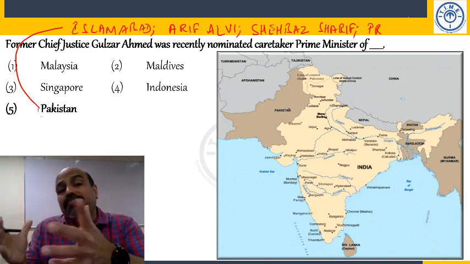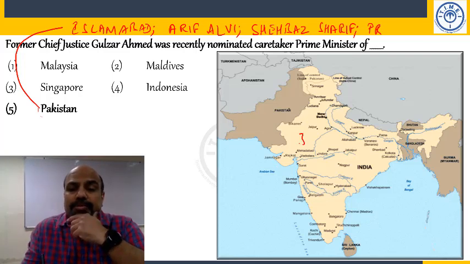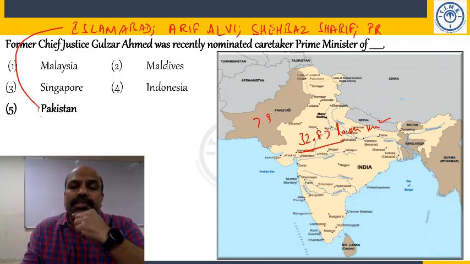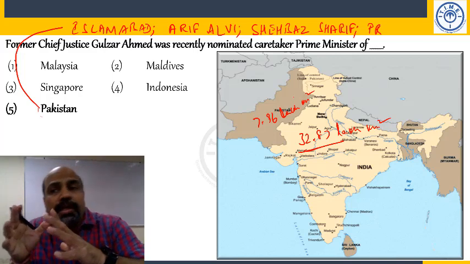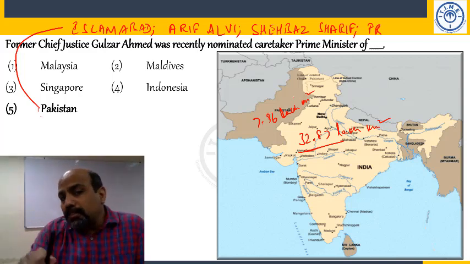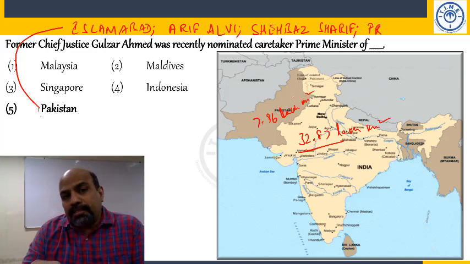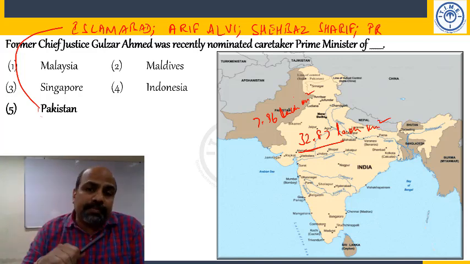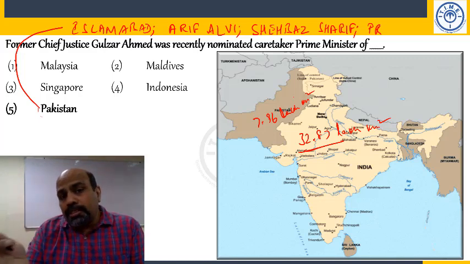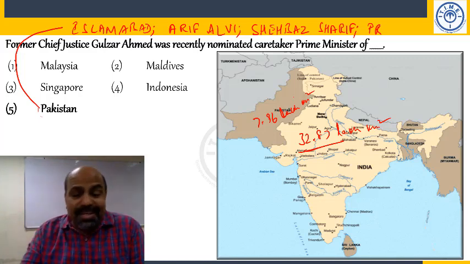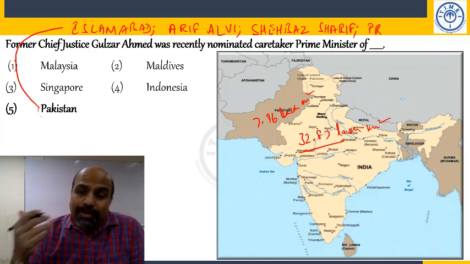What is the size of Pakistan? See, India's area is 32.87 lakh square kilometers. Pakistan is 7.96 lakh square kilometers. Now, when I say 7.96, this does not include the areas occupied by it and included in its territory. Because in most journals, if you look up Wikipedia or any other source, you would find Pakistan's area to be quite different.